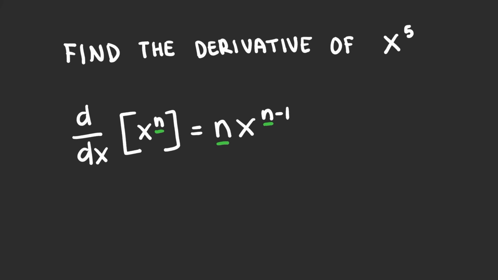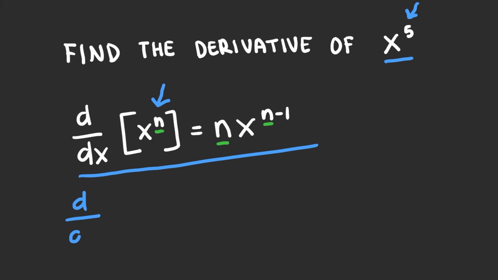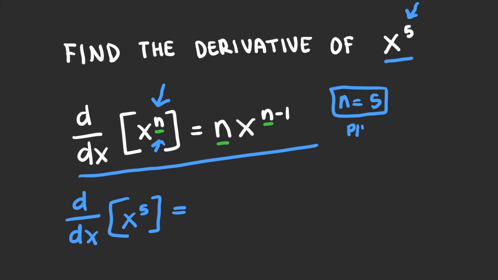Let's find the derivative of x to the 5th power. And remember, this is our formula right here. In every scenario, the n is always the exponent, right? Which in our example is the 5. So let's rewrite this knowing what our n value is. d/dx of x to the 5th power equals, okay, so we know our n equals 5.